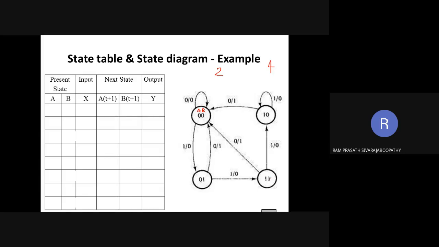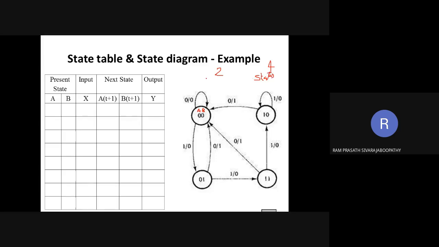Is there any doubt? Totally we are having 4 states. Why 4 states? I am having 2 flip-flops, A and B. Clear? See, the present states are marked as A and B. The next states are marked as A of t plus 1, B of t plus 1. Okay? So, if we relate number of states and number of flip-flops, how will you relate? This is the number of states. So, 4 states.